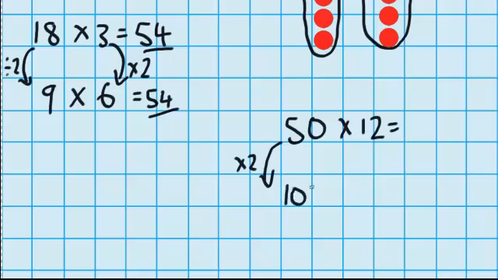other numbers by 100. Now since I've made this side twice as big, I'm going to have to make that one half as big, and I do that by dividing by 2. 12 divided by 2 is 6, so 100 times 6 is 600, so 50 times 12 must be 600.